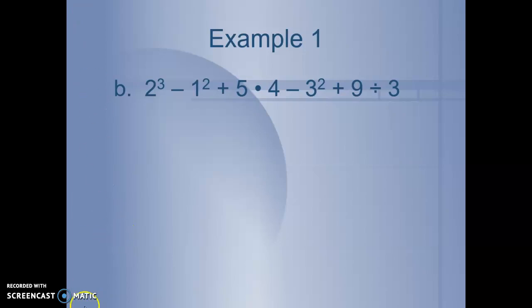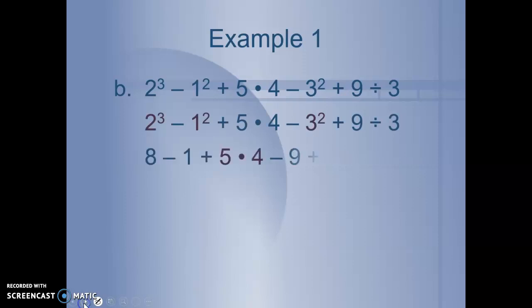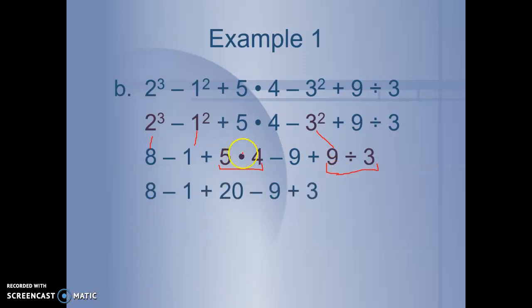All right, here we go. Remembering GEMDAS. G, we don't have any grouping symbols. E, we do have exponents. We have 3 different exponential expressions, so let's simplify those first. That gives us 8, 1, and 9. Then we're going to multiply and divide from left to right. We've got 5 times 4 and 9 divided by 3. When we simplify those, we get 20 and 3. Now all we're left with is addition and subtraction from left to right. And 8 minus 1 is 7, plus 20 is 27, minus 9 is 18, plus 3, you got it, 21. If you got that right, nice job.